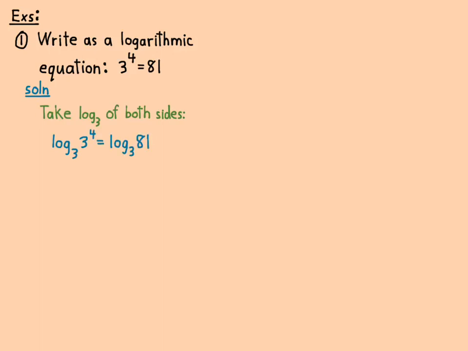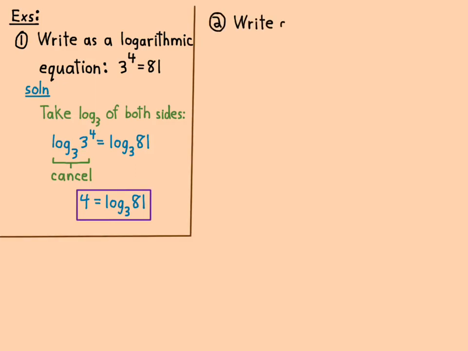So log base 3 of 3 to the 4th, the log base 3 and the 3 cancel. So on the left you get 4. Right? You get 4 equals log base 3 of 81. So it's that simple. Don't just move numbers around with this. Actually do the log base 3 with these.